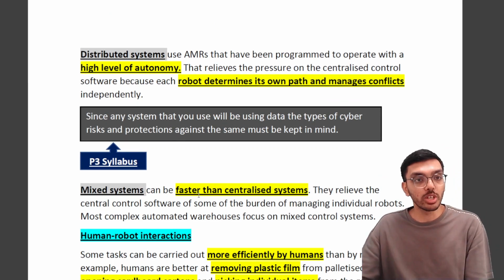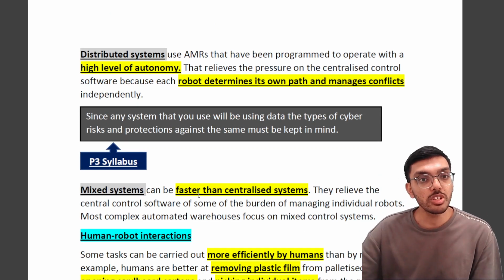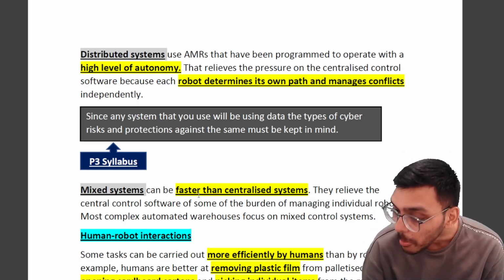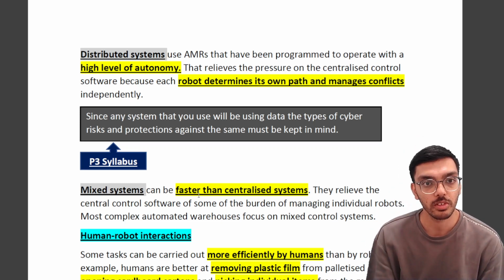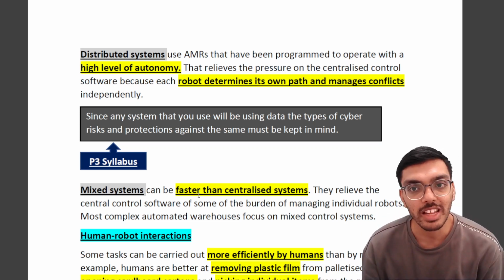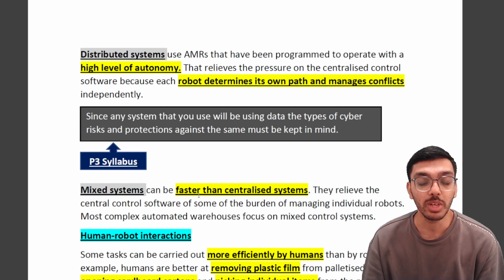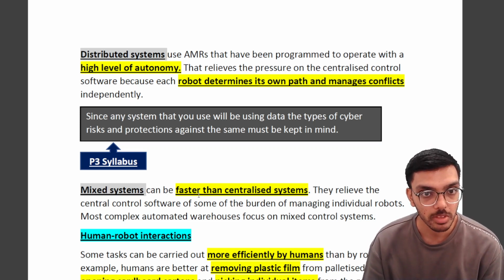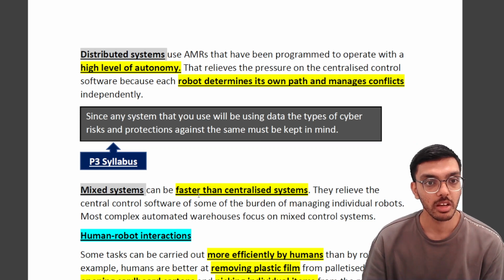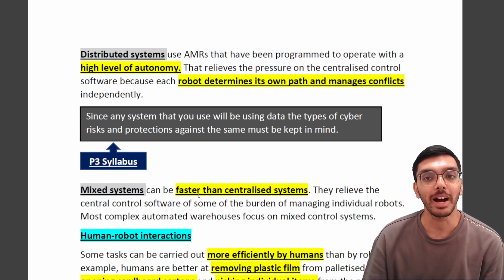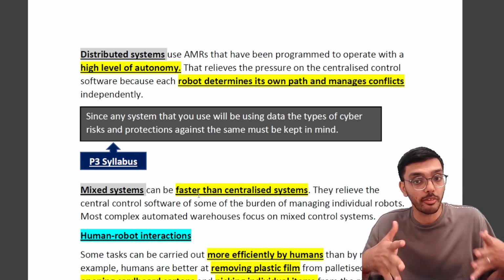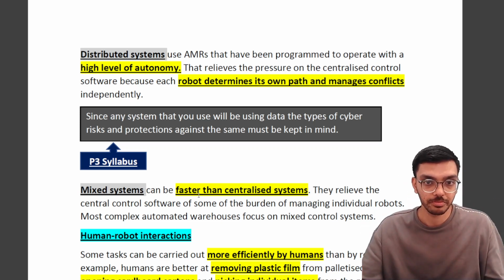Second, you have distributed systems. Now distributed systems use AMRs. So completely autonomous. On their own, they find solutions. AMRs that have been programmed to operate with a high level of autonomy. That relieves the pressure on the centralized control software, because each robot determines its own path, manages conflicts independently. Centralized software is not controlling everything.